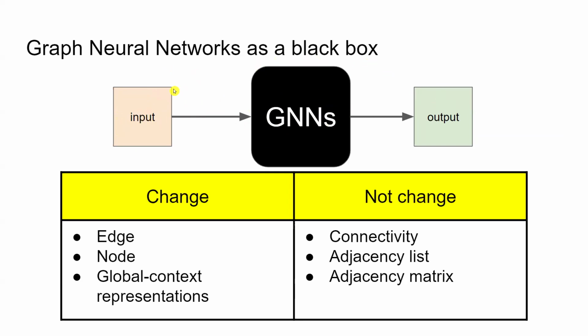Then between the input and the output, what's going to change? The edge information is going to change, the node information may change, or the global, remember the global is the graph itself, is going to change. But what's not changed is the connectivity. If it's one fully connected graph, it shouldn't change into two different connected graphs. It shouldn't be disconnected. And also the adjacency matrix and the adjacency list are not going to change. So that's the basic definition.